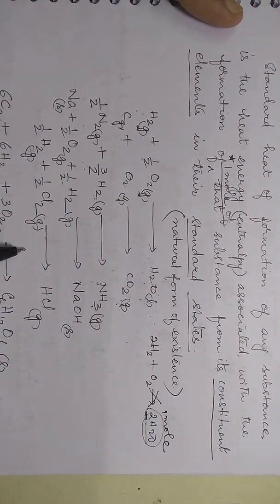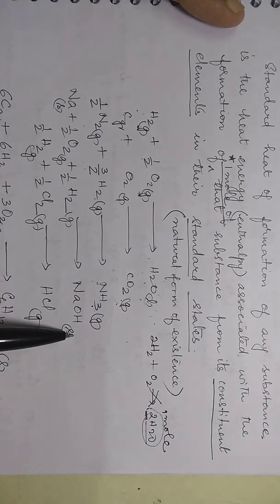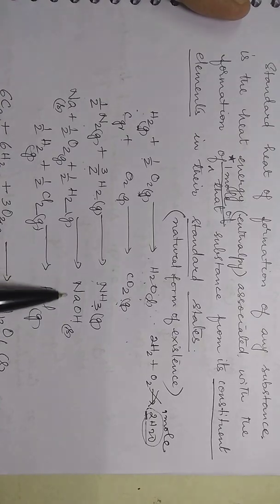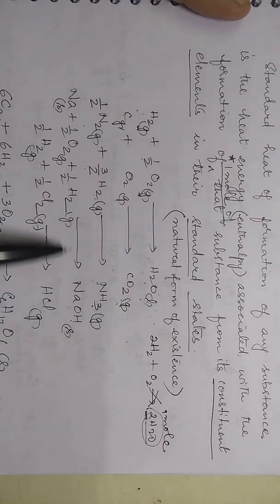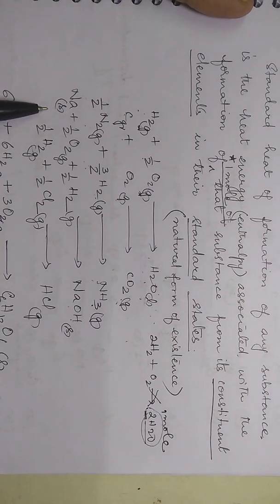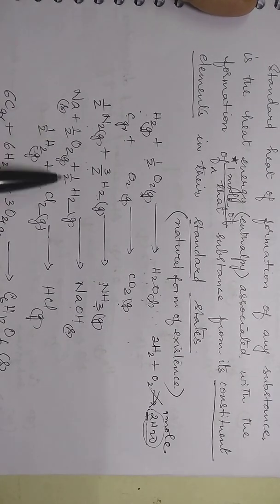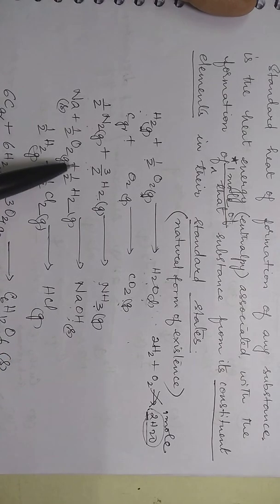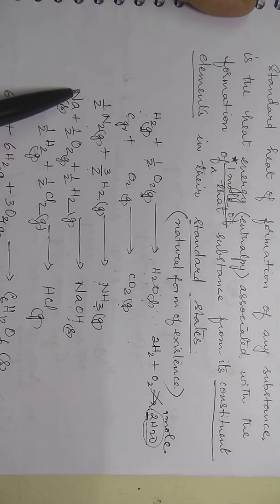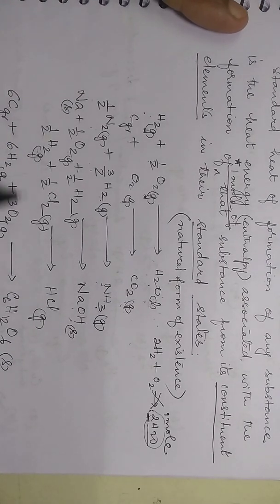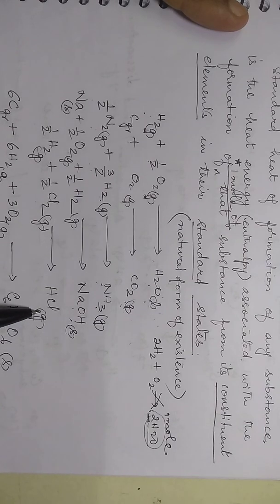Supposing you want to write for NaOH. NaOH is made up of Na, O and H. I told you, formation of that substance from its constituent elements in their standard states. Na in the solid form plus half O2 in the gas form, half H2 in the gas form, that will give you NaOH. Is it not? Half H2 is 1, half O2 is 1, Na is 1. So NaOH. Same way HCl, half H2 plus half Cl2 gives HCl.